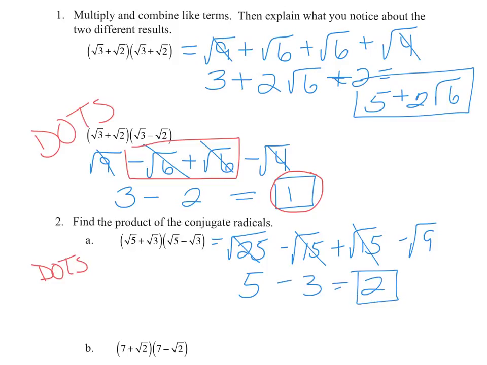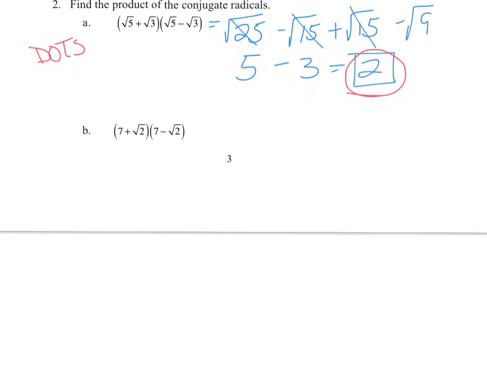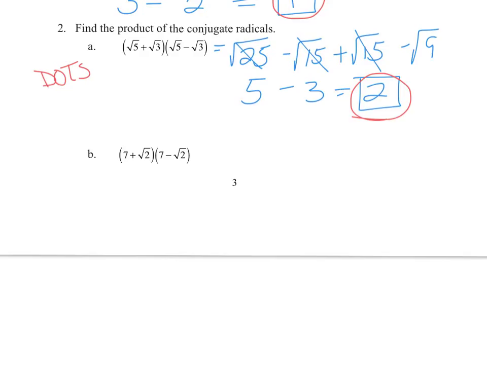So again, when I multiplied a binomial by its conjugate, which is the difference of two squares, the two terms in the middle canceled out, and I no longer have a radical. So there's a way of getting rid of a radical. I think we have one more on this page to take a look at. Let's do number 3.